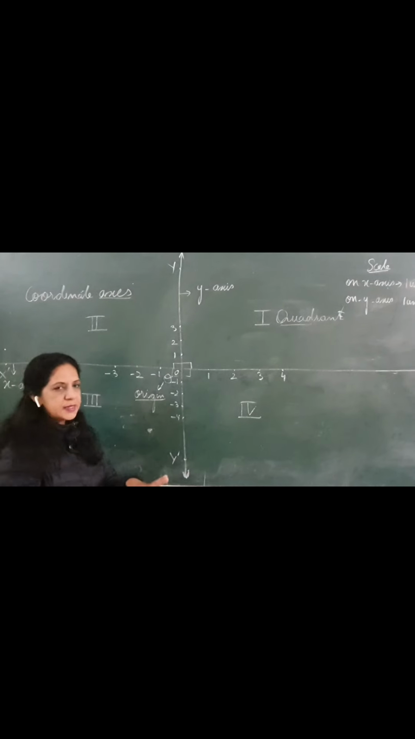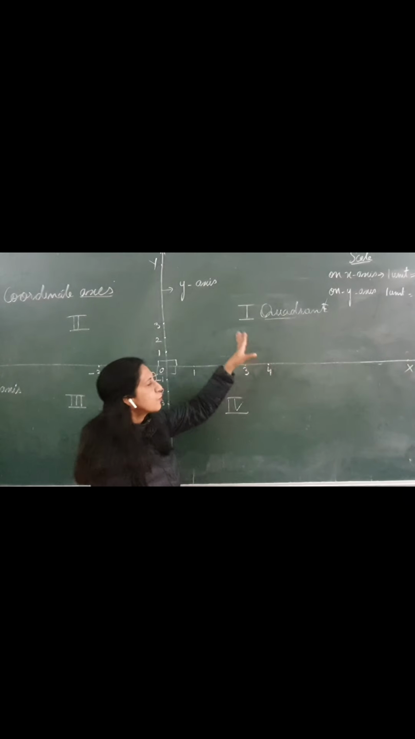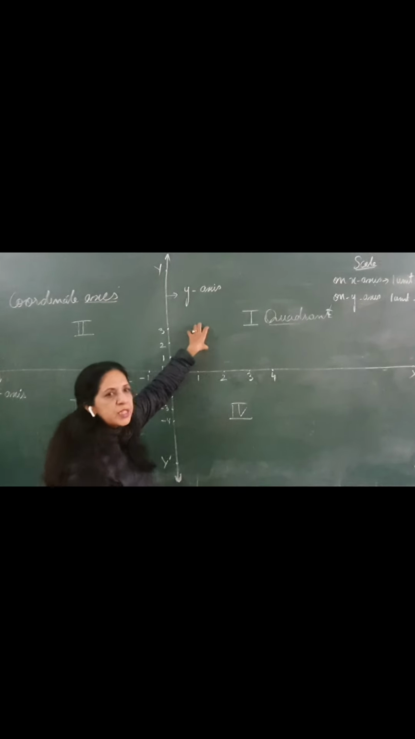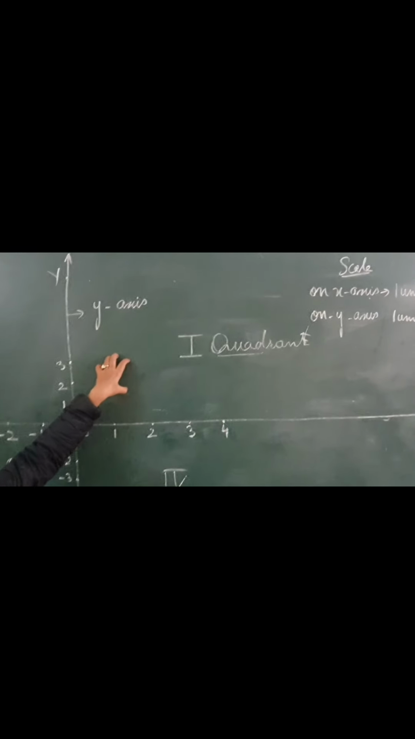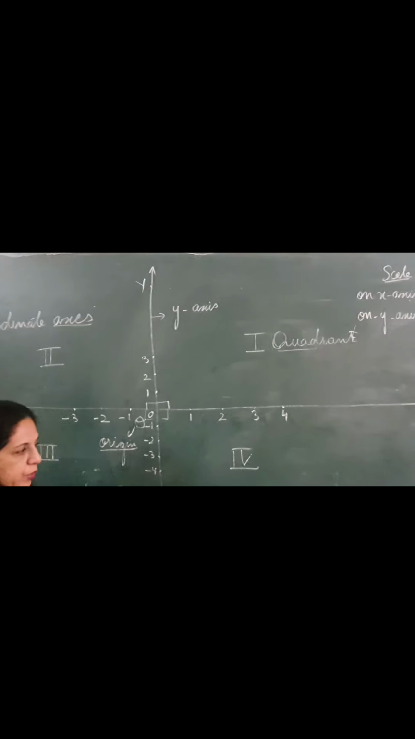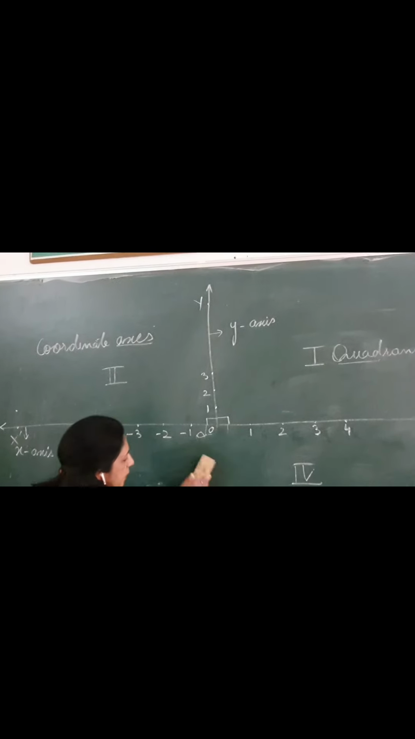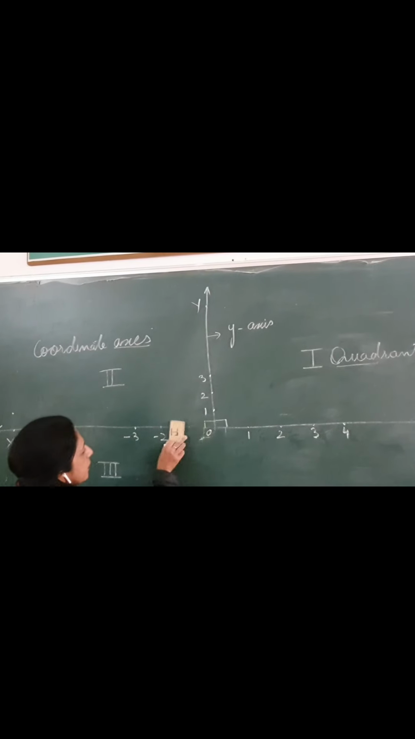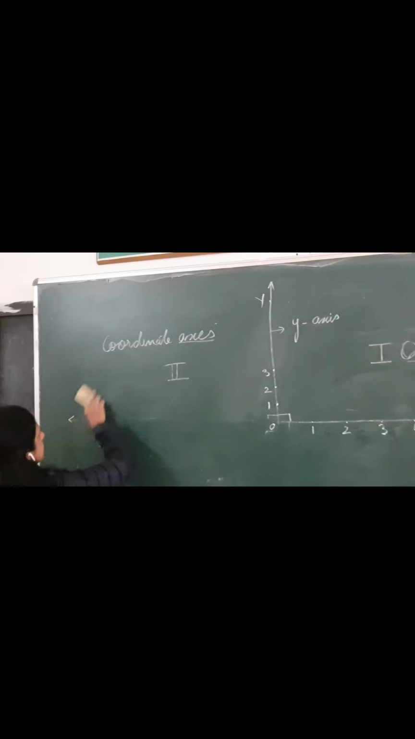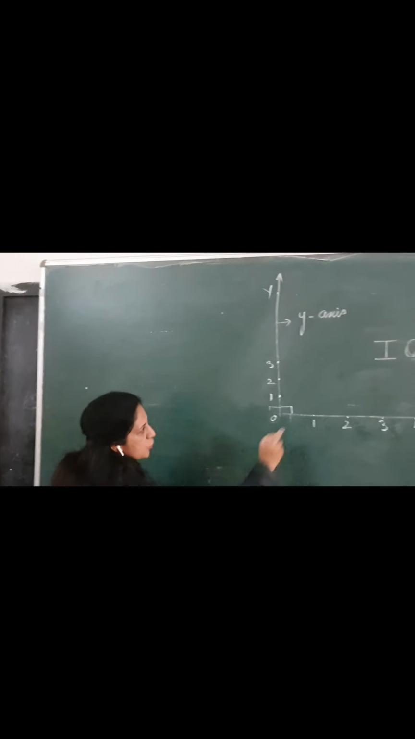Now for this class, that is 8th standard, we are going to focus only on the first quadrant, as we have to plot only the points which have positive coordinates. Now what are coordinates? Fine, I'll come to that later. I'm rubbing out the remaining quadrants so that we can focus only on the first quadrant. So I'm rubbing out this part of the number line. That is the x-axis and y-axis. So now we are going to focus only on the first quadrant.